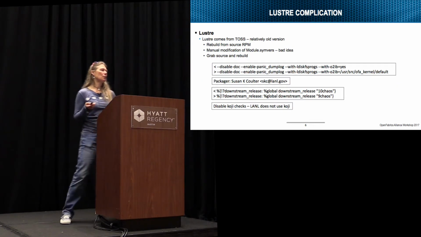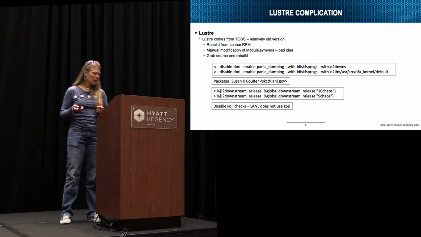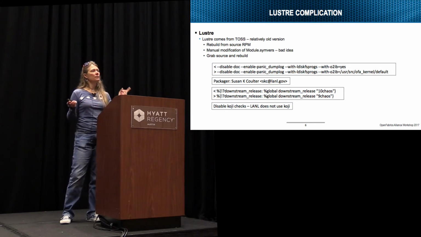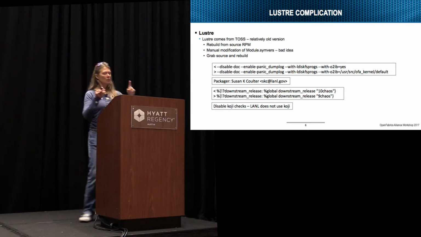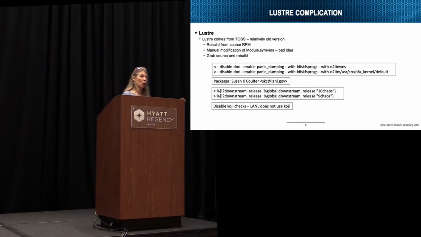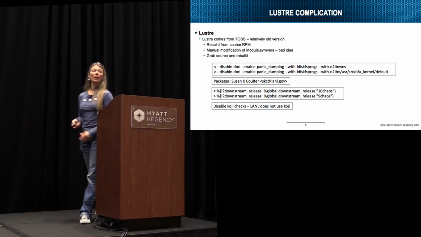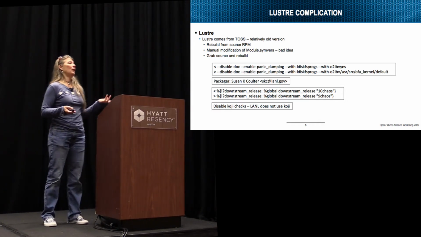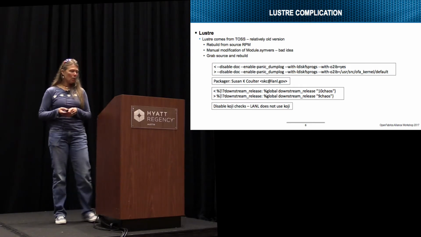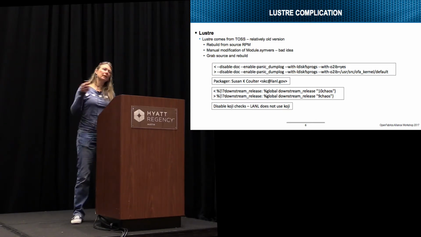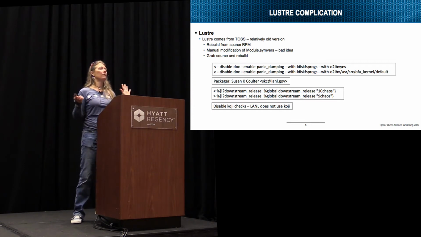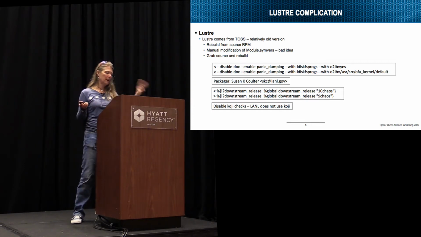But then we had a Lustre complication. So back to the problem with Red Hat being old and TOS being old and LANL being slow. We're really old. We're running Lustre 2.5. So with Lustre on the systems, some of our systems like Campaign are not involved with Lustre, so it didn't matter to them. So they were happy.